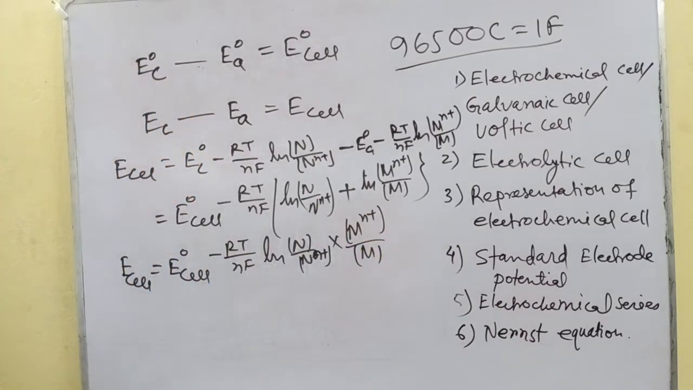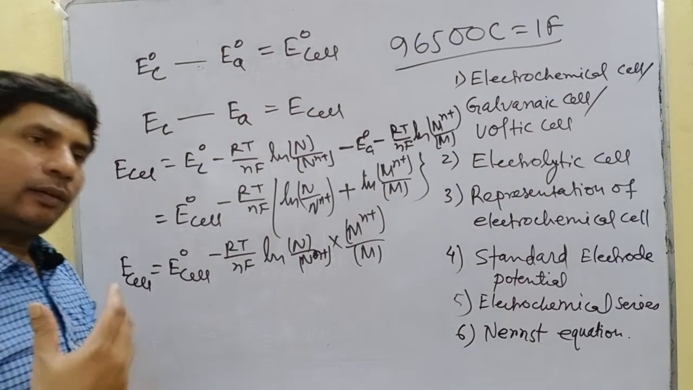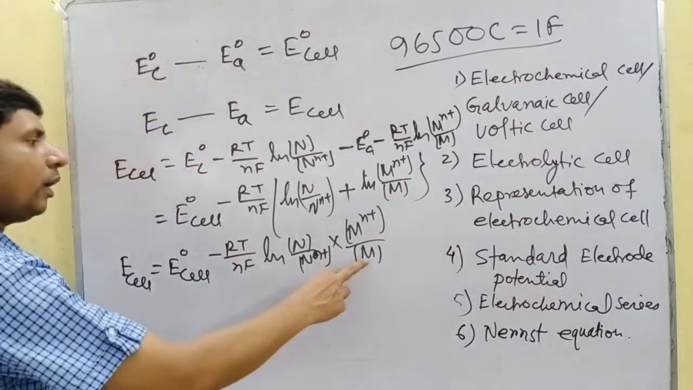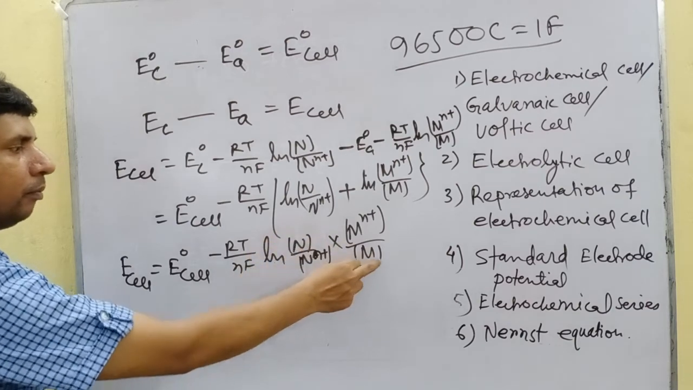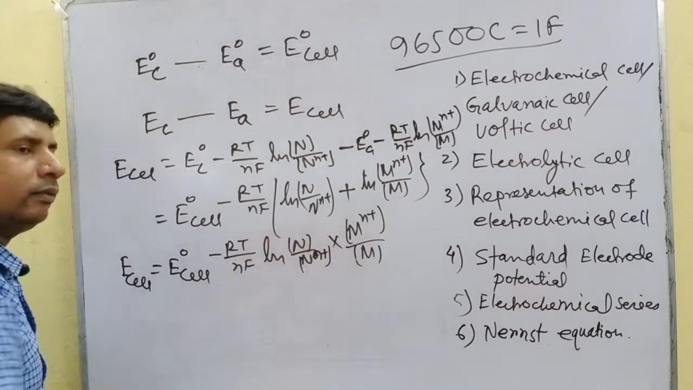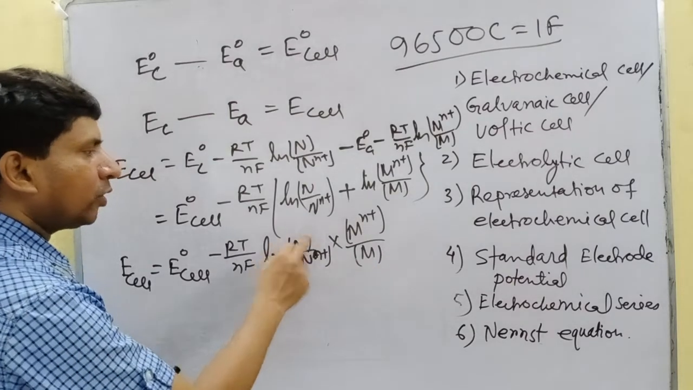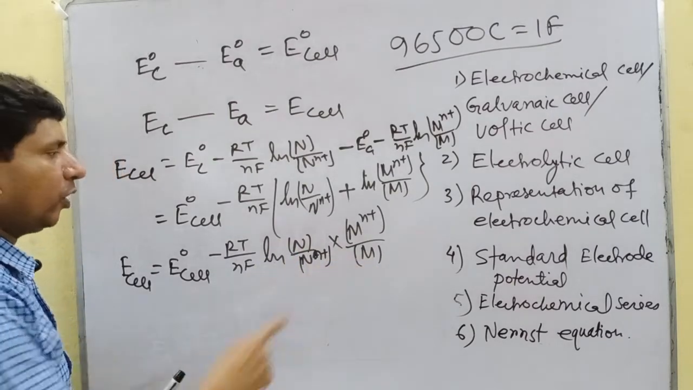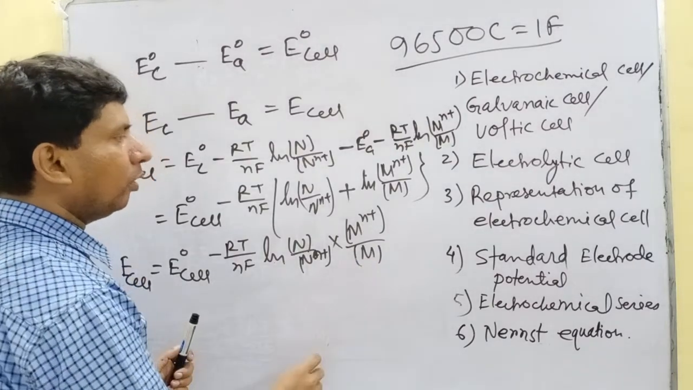Okay, now what is N and M? If it is a metal, under any condition, the activity of this metal M or N, these are two metals, their concentration or activity will be 1.